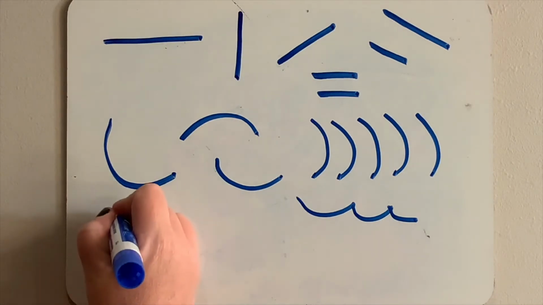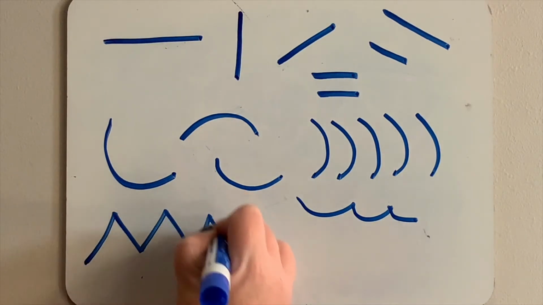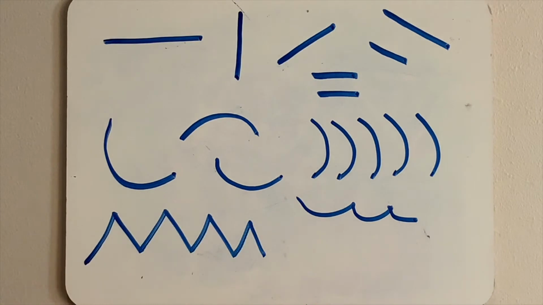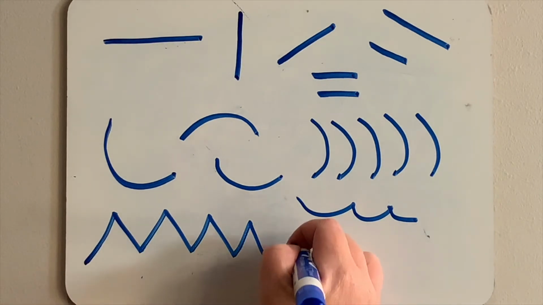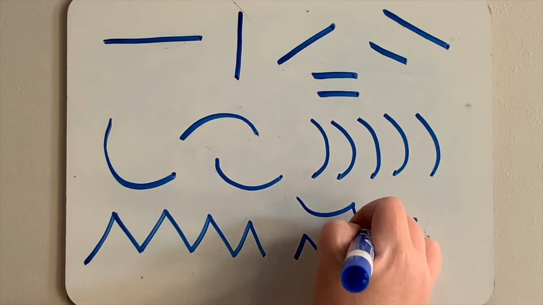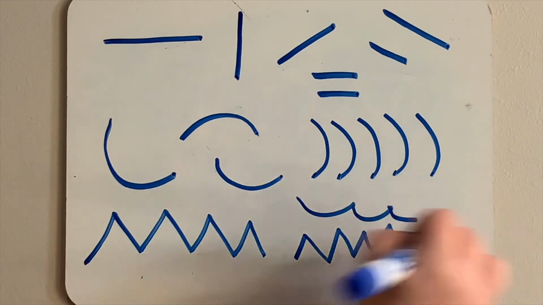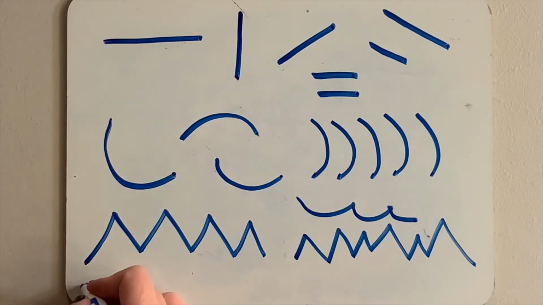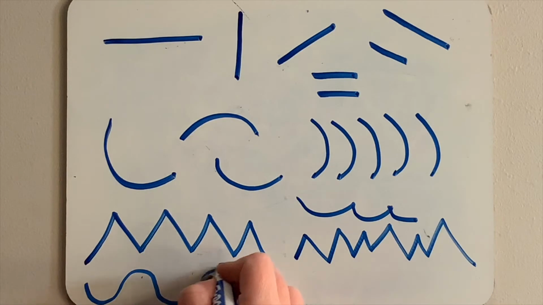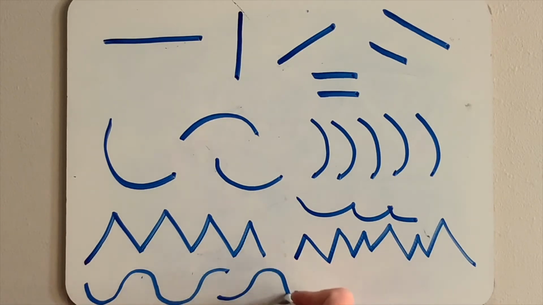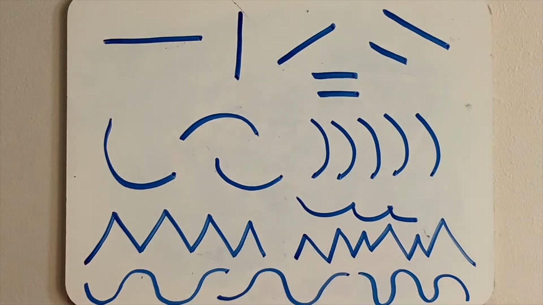Now take a look at this. You know what this kind of line is called? Good, a zigzag line. We're going to use this one to draw the mountains. And here I have a wavy line. You know what we're going to use these wavy lines to draw? The hills.